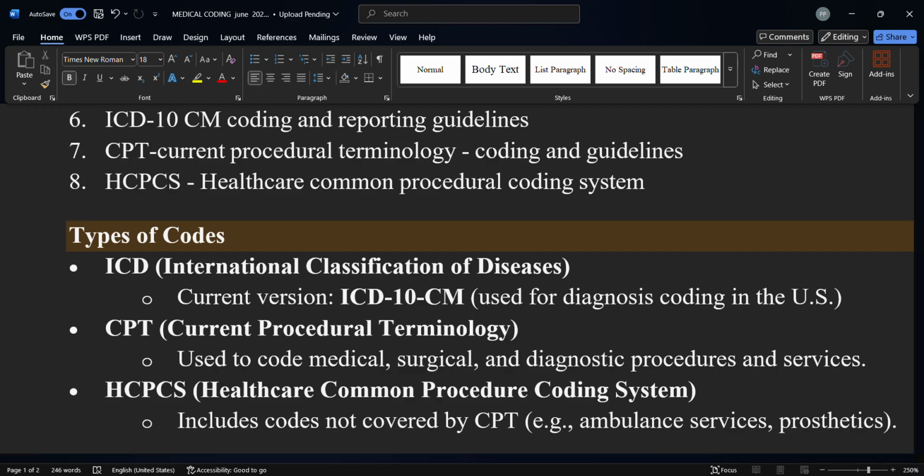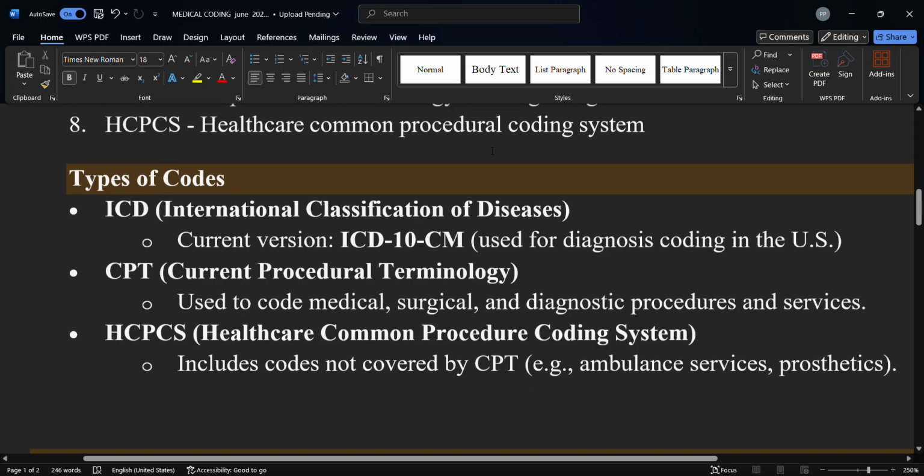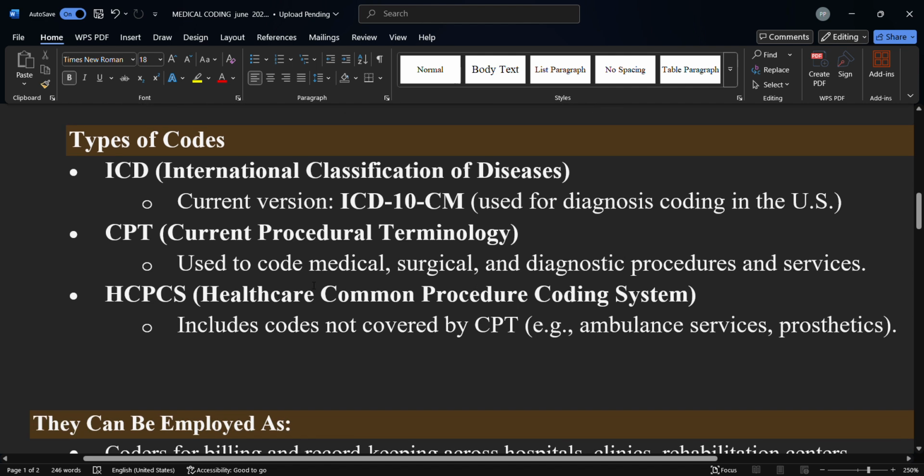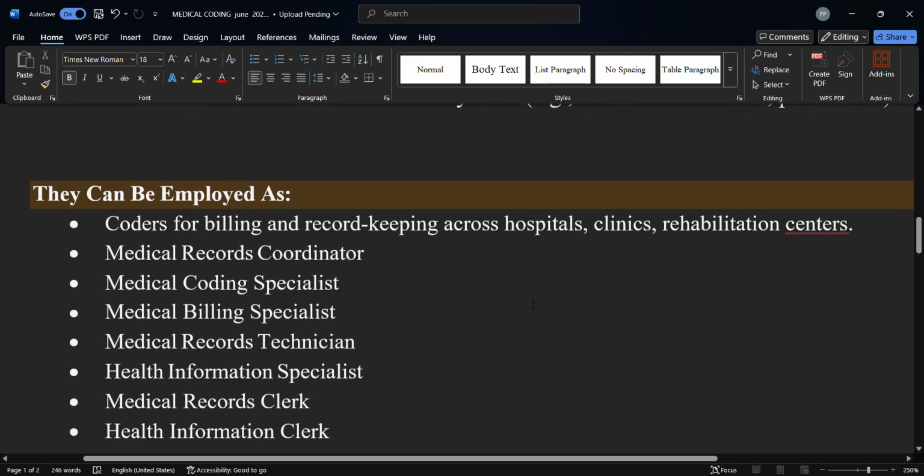The current version is US based. ICD-10-CM is used for diagnosis coding in the US. CPT is also used to code medical, surgical, and diagnostic procedures and services. Clear? CPT, Current Procedural Terminology. And HCPCS is the Healthcare Common Procedure Coding System. It contains extra services and codes not covered by CPT, for example ambulance services, prosthetics, etc.